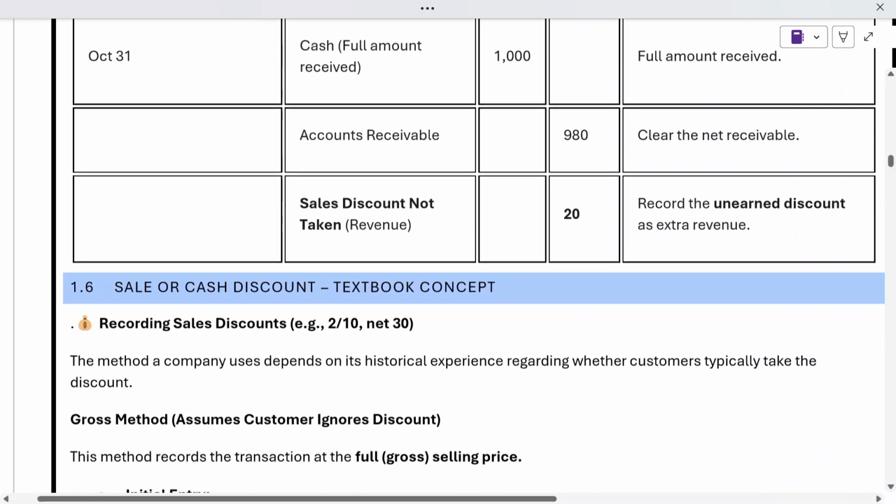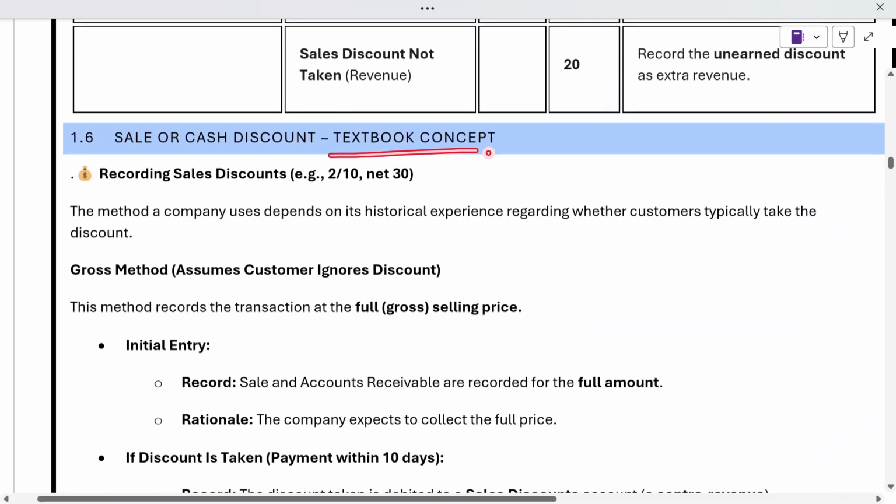Now let's see the textbook definition for this cash and sales discount. So textbook simply says that this method of company usage depends upon the historical experience. If the company thinks majority of the time the things are recorded at gross and the customer doesn't take the discount, they book it at a gross level. If based upon experience they think the customer takes the discount, then they book it at a net value.